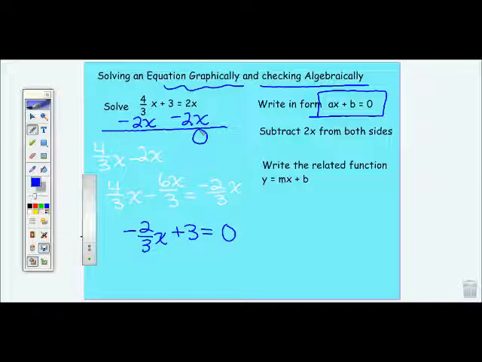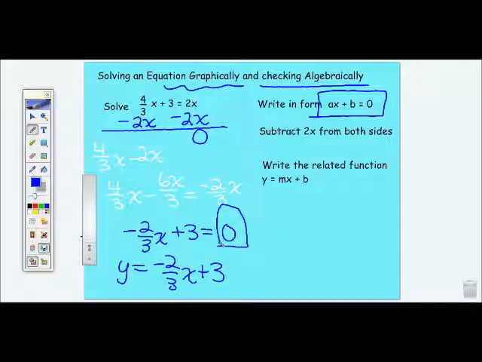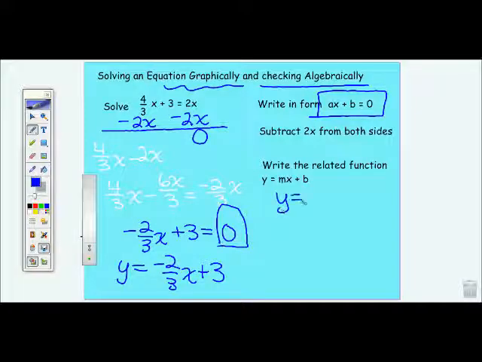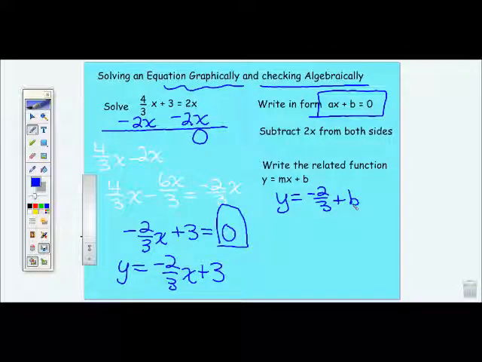So let's go ahead and, okay, so we have the related function of y equals, I can write it right here, y equals negative 2/3 x plus 3. Okay, once I had it set to 0, I can change it to y. So there is going to be my slope-intercept form. Because this time we're going to graph it first. Oops, I wrote in my b instead of writing in my 3.